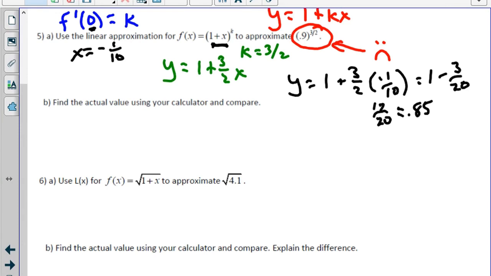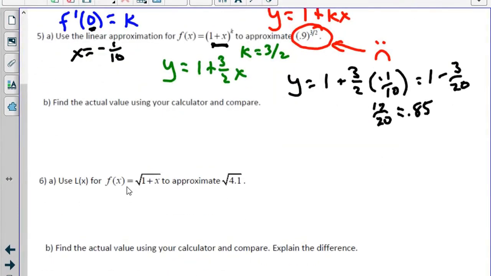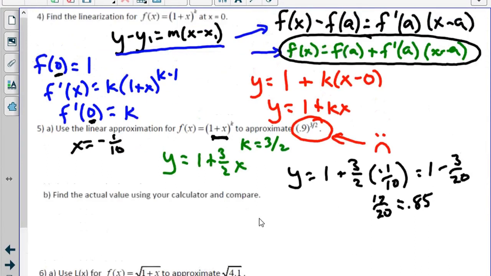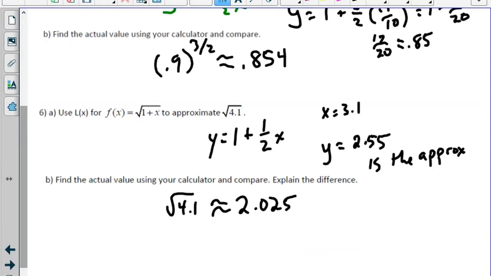Now what we have to do is use L of x, this linear approximation, for root 1 plus x to approximate the square root of 4.1. That's going to be the same thing as k to the 1/2. I want you to try this for a and b, and then we'll be back. So after you use the approximation, remember that we know that k is going to be 1/2 here. We get about 2.55 as our approximation, and that's not really all that close to the square root of 4.1.